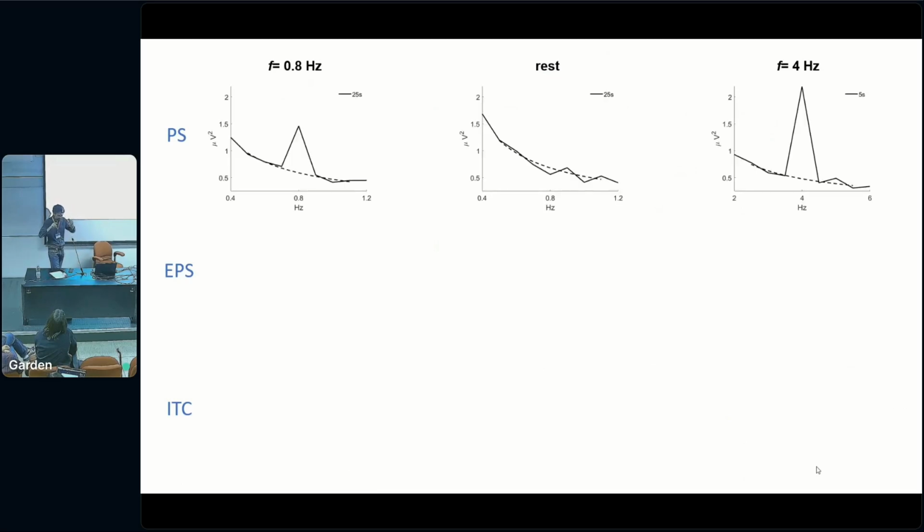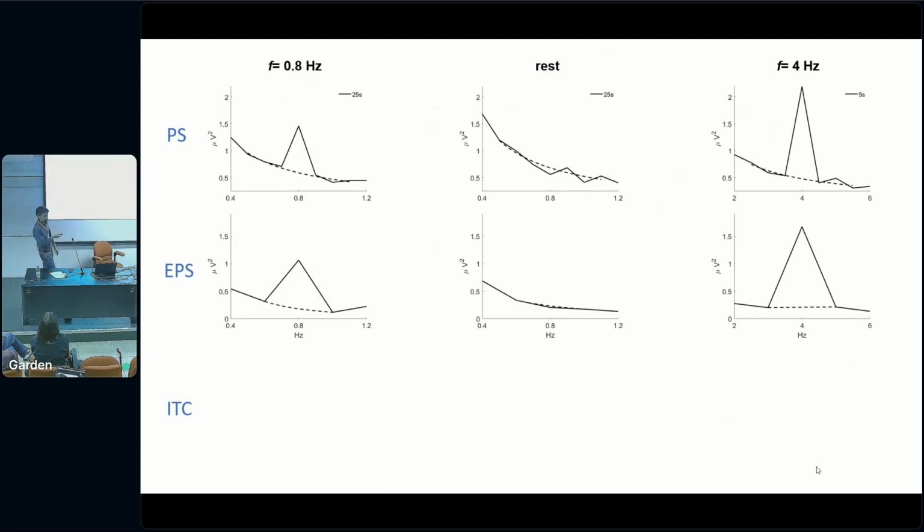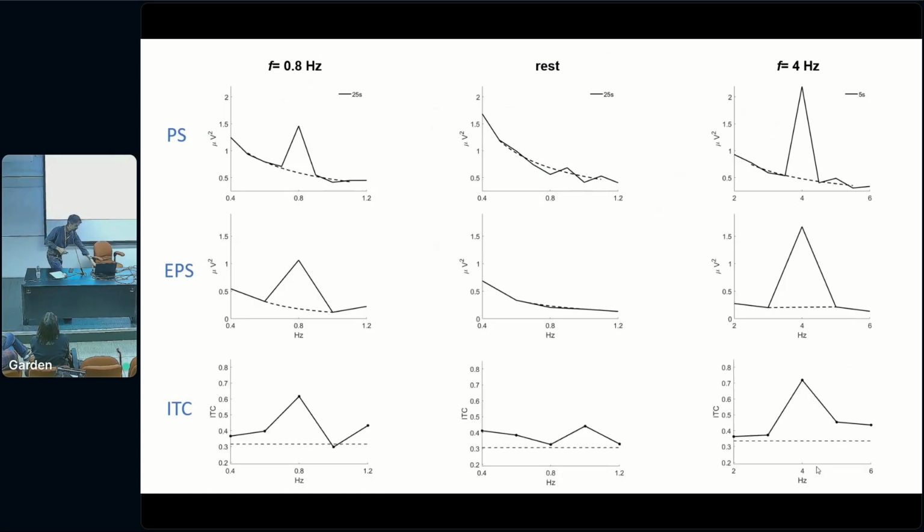So first of all, at the 25 seconds, you see the power spectrum has a clear peak at 0.8 Hertz. And then for the 4 Hertz data, it has a clear peak. And while at rest, I see nothing. So that's fine. Same thing for the evoked power spectrum. And also same thing for the intertrial coherence. Here I have a peak, here I have a peak, and here I have just noise. So what happens when I decrease?